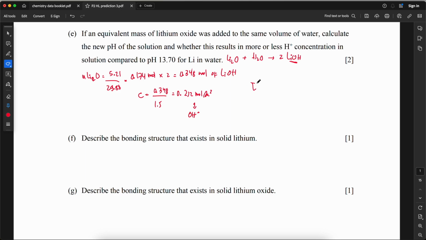So now we can find the concentration of H+, 1 times 10 to the power negative 14 divided by this concentration, which is 4.35 times 10 to the power negative 14. So the pH will be negative log of 4.35 times 10 to the power negative 14. That would be 13.36. This is the new pH when you add the same amount of lithium oxide, which is 5.21 gram, to the same volume of water, which is 1.5 decimeter cube.